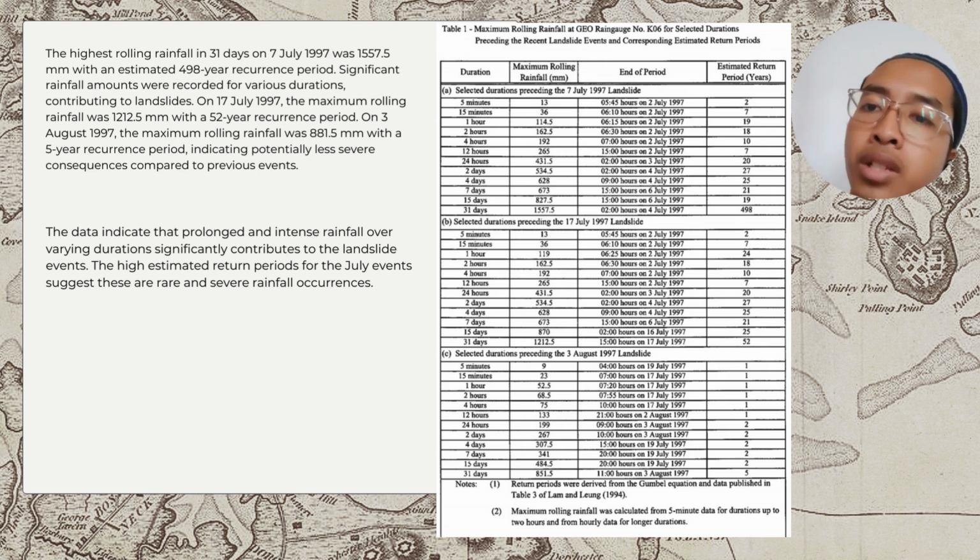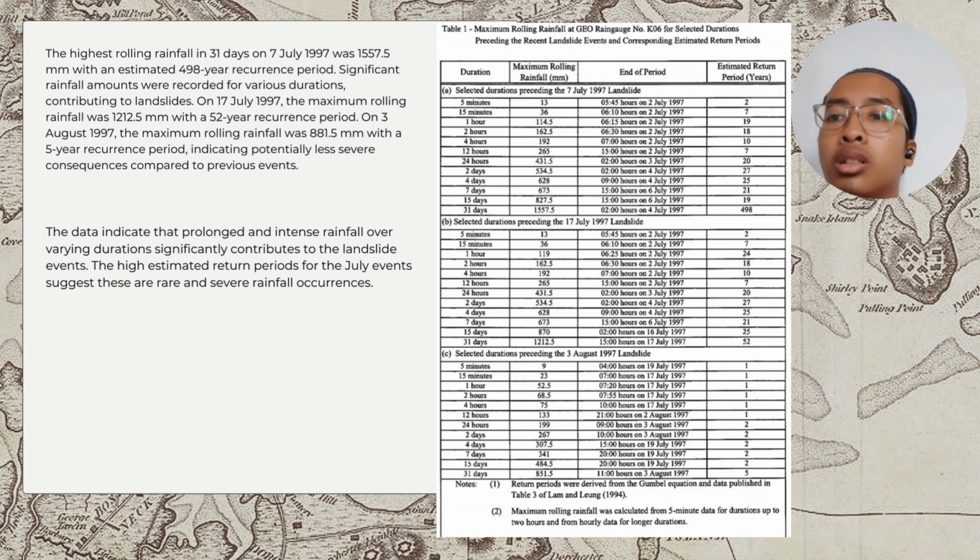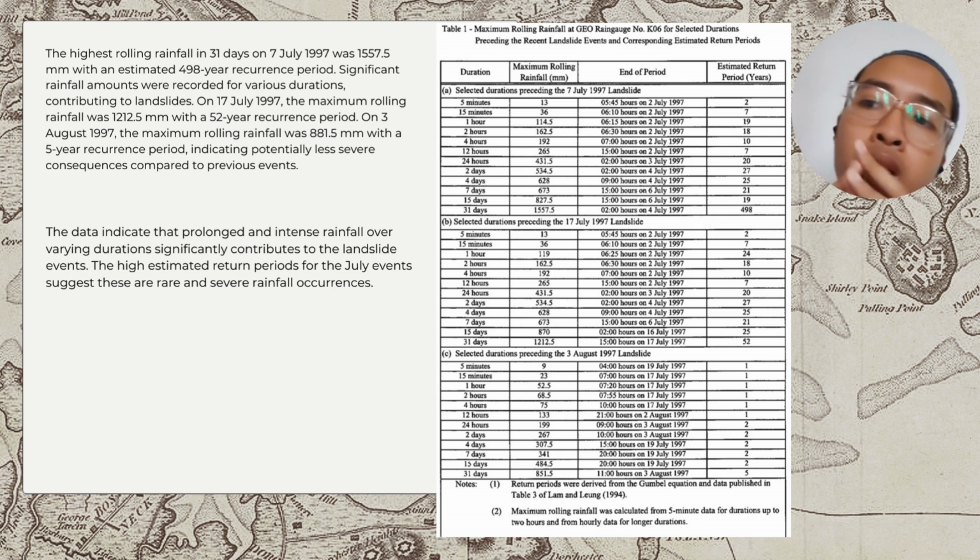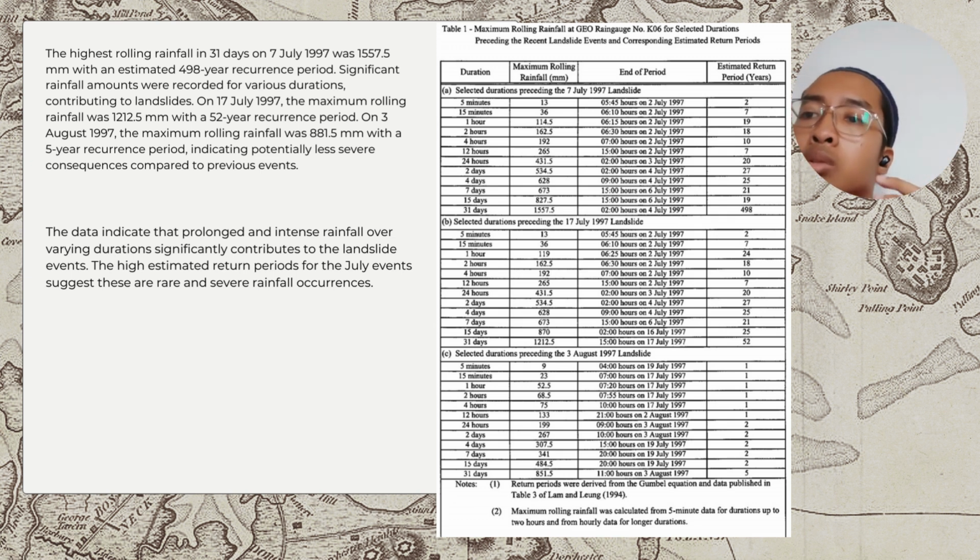On 7 July 1997, the maximum rolling rainfall for 31 days is 1,557.5 mm with an estimated return period of 498 years. Notable durations with significant rainfall include 2 hours at 162.5 mm, 1 day at 431.5 mm, and 7 days at 673 mm. The rainfall preceding this event is significantly high over short and long durations, indicating intense and prolonged precipitation.